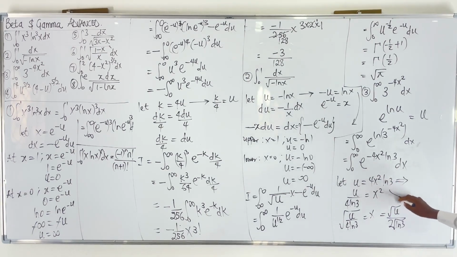Then, another thing is, if u is equal to 4x squared ln 3, I can say that du, when I differentiate 4x squared, what would you get? You're going to have 8x. So this is 8x ln 3 dx. That's the x part.